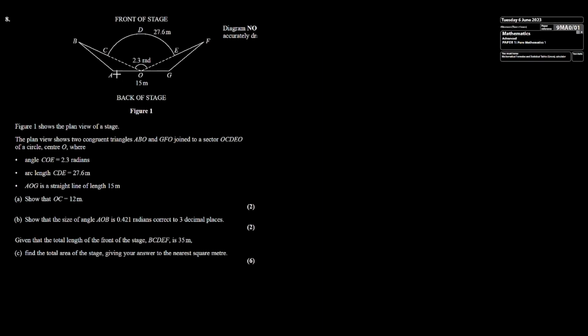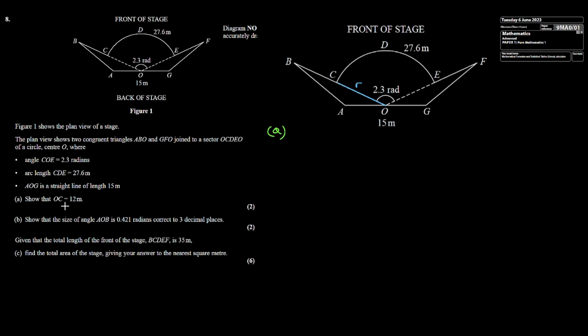Question 8 offers us a problem in radians involving the plan of a stage. And the first thing they ask us to prove is that OC, which is the radius of the circle, is equal to 12. Well, OC is the radius of a circle of which we know the arc length and the included angle, which means that the ratio of the arc length to the total circumference must be equal to the ratio between the angle included here and the angle all the way round.